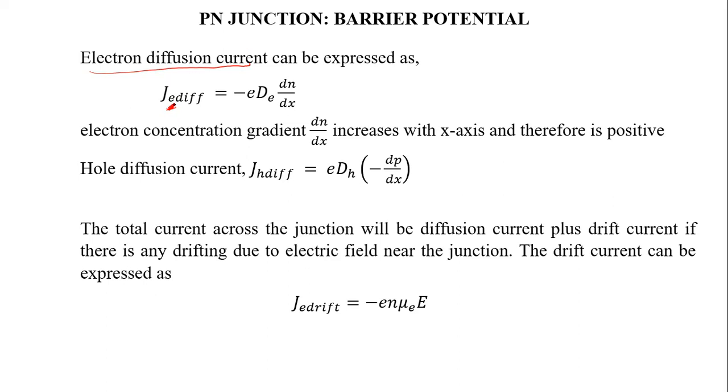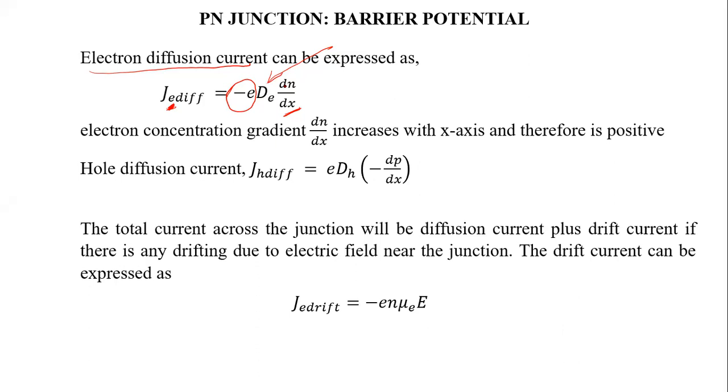E means the electron diffusion current. So the electron diffusion current is expressed like this. Here you have a negative electronic charge, the diffusion coefficient of an electron, and a concentration gradient. Again, as I said, diffusion is due to concentration gradient. If there is a concentration gradient, there will be a diffusion of charge carriers, and the diffusion of charge carriers will result in current, diffusion current, like I discussed yesterday.